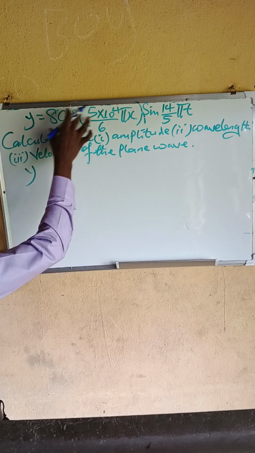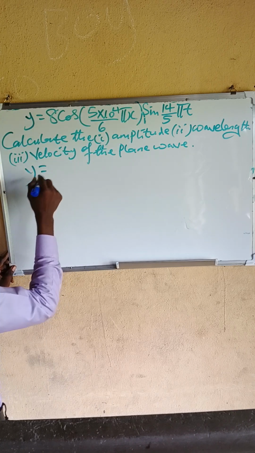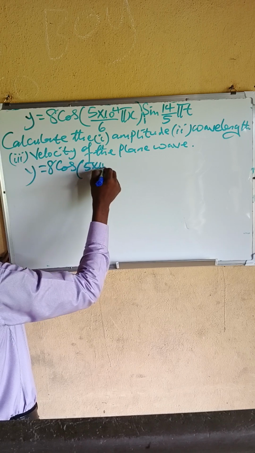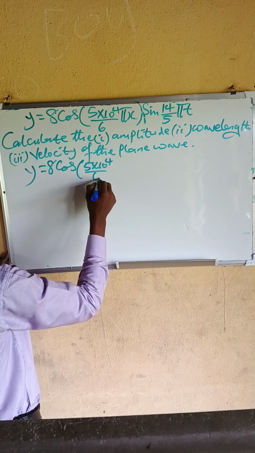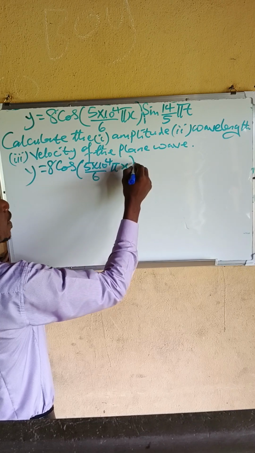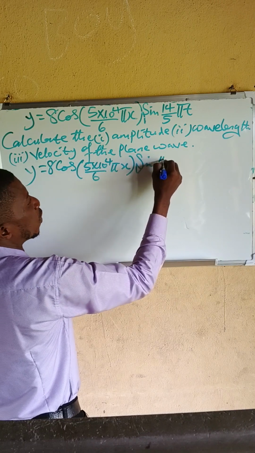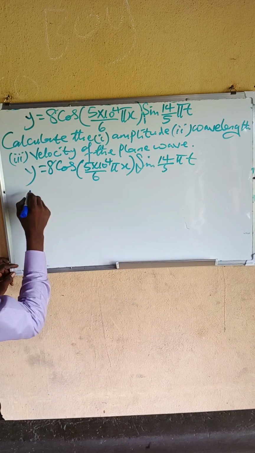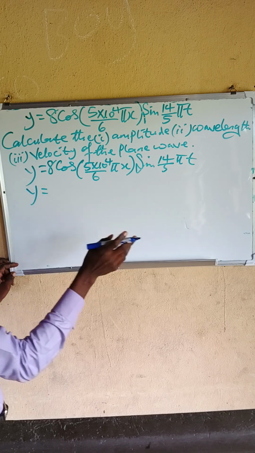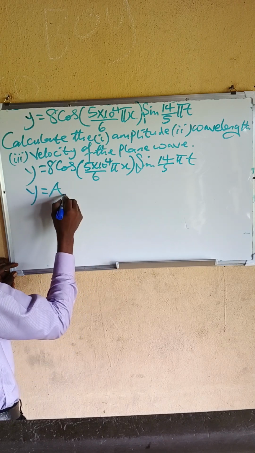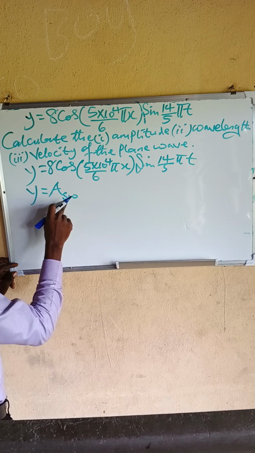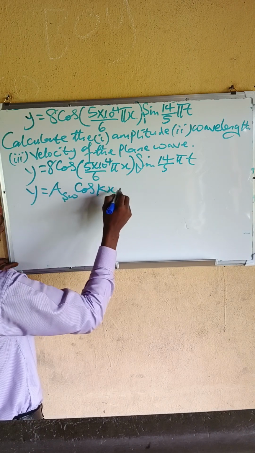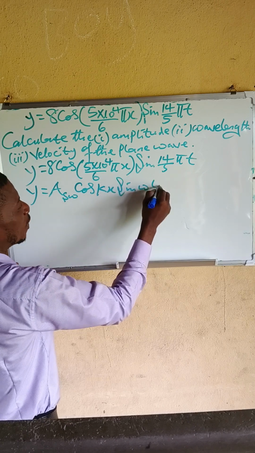What we do is rewrite this equation. Y is equal to 8 cos(5 × 10^4 / 6 π x) sin(14 / 5 π t). Okay, this is the equation. What to do is we write a stationary wave equation of this nature. This is called the stationary wave amplitude, cos kx sin ωt.